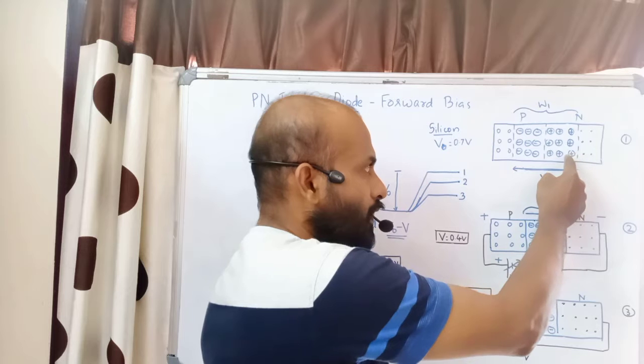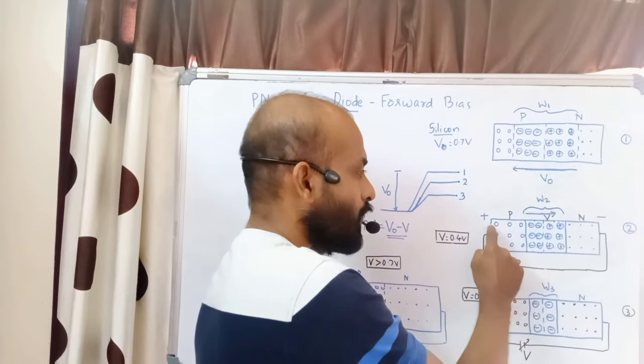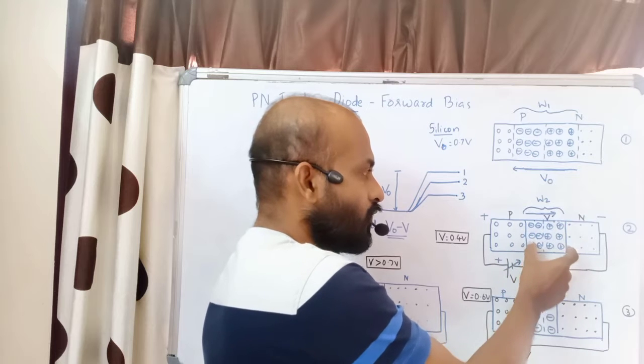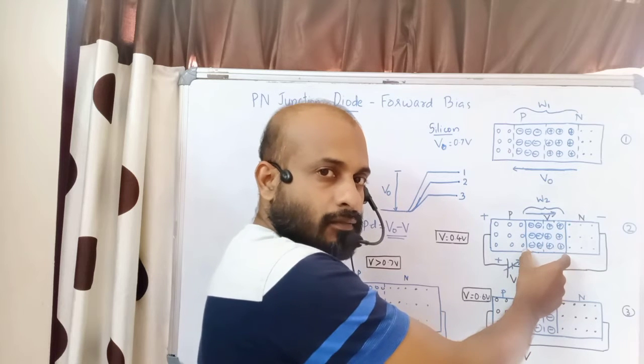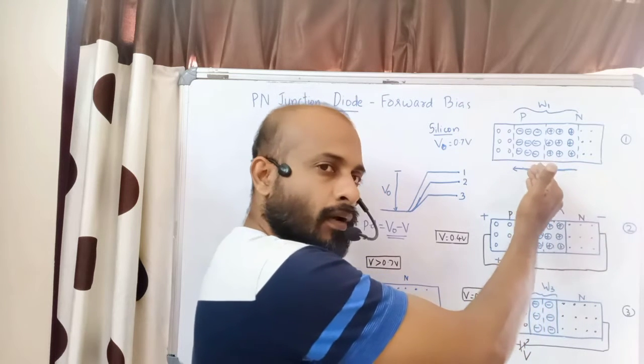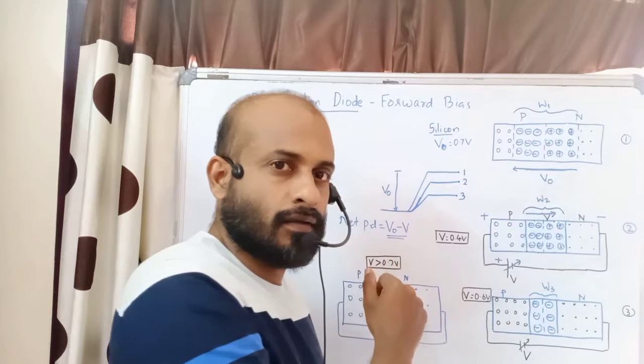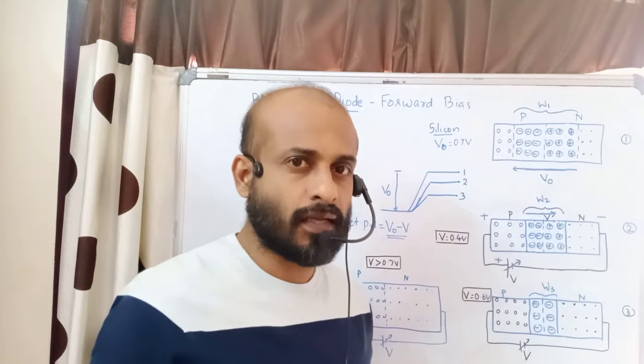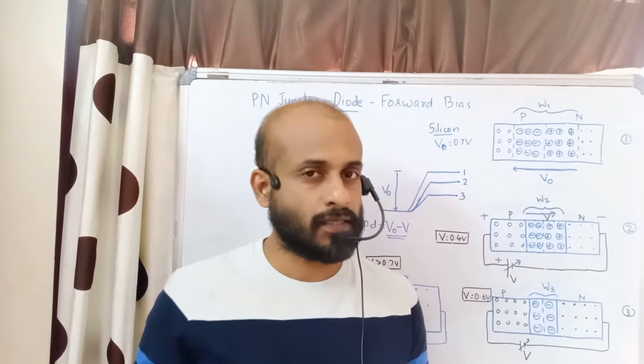Many electrons enter this region, many holes enter this region. So we can see that the width of the depletion region goes on decreasing. When electrons enter the depletion region, the width of the depletion region should go on decreasing. Depletion region means the region which does not contain any free charge carriers.